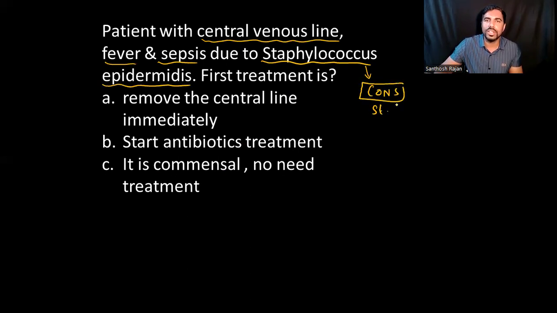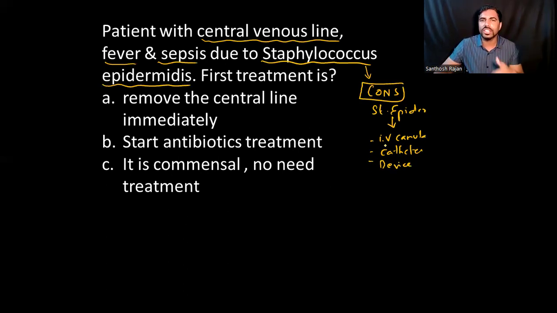The characteristic feature of Staphylococcus epidermidis is that wherever there is an IV cannula or any catheter, anything like rubber, any devices, whether it's a urine catheter or an IV catheter or cannula device, Staphylococcus epidermidis is characteristic. You will easily find Staphylococcus epidermidis.